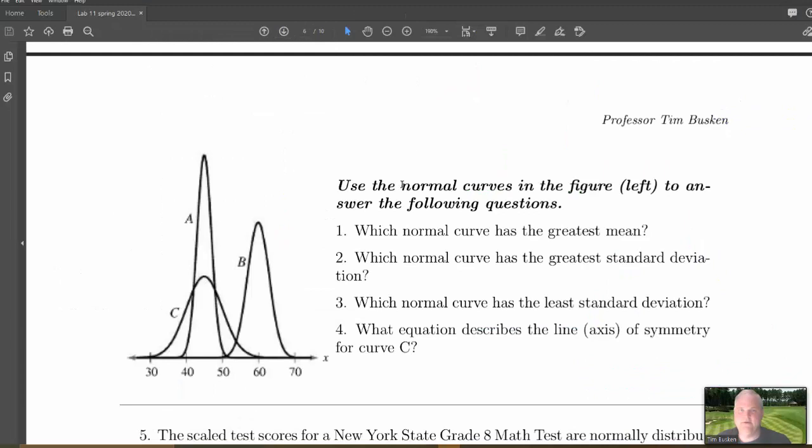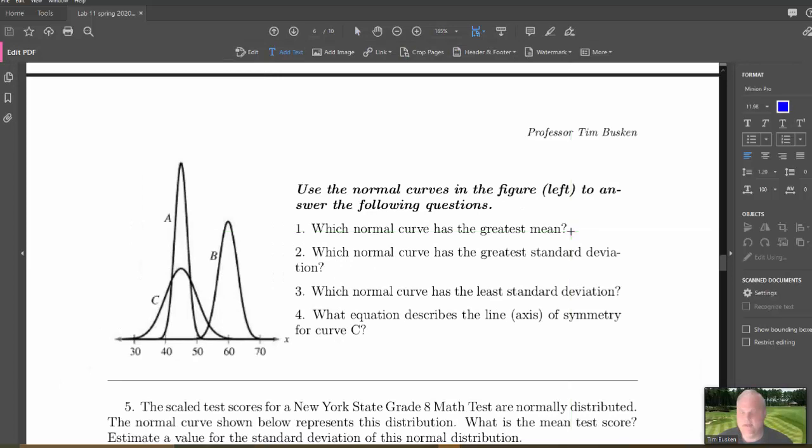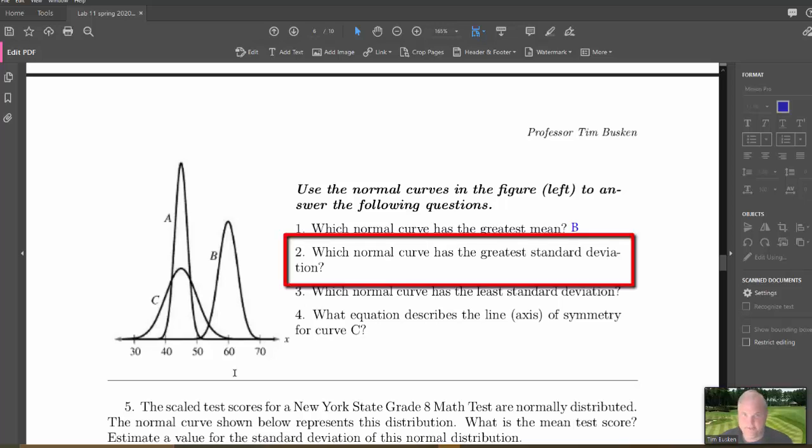Take a minute to see if you can do questions 1 through 4 using the graph on the left. To answer question 1, it looks like B is the curve which has the largest mean, because each of these normal curves is centered at the mean. Normal curve B has a center at 60, so its mean is 60, whereas curves A and C are centered around 45, so their means are 45, which is less than 60. So the answer to question 1 is B.